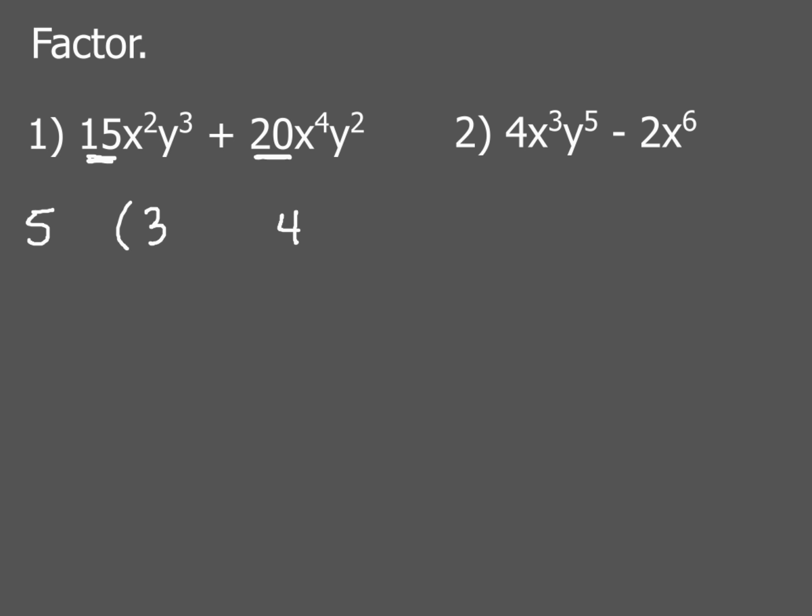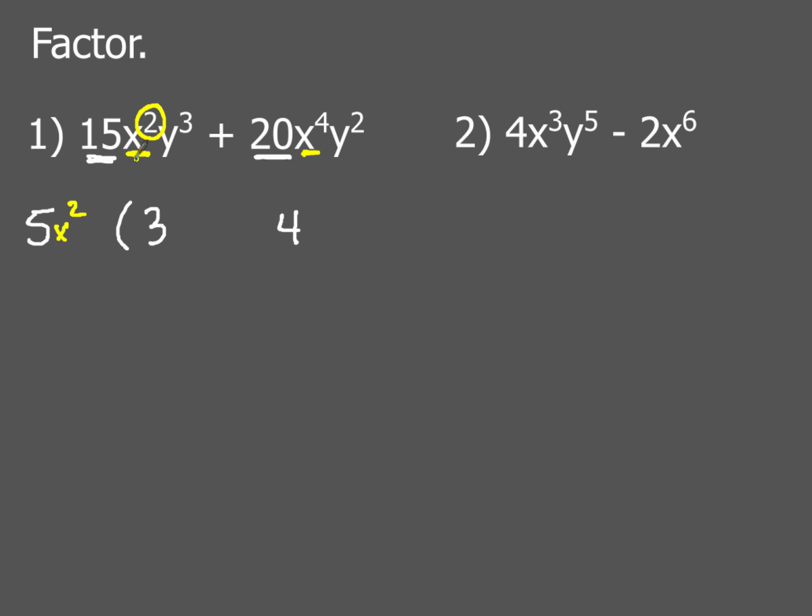Now when I take a look at my variables, here I've got an x squared and over here I've got an x fourth. Since I've got an x term in each one of these, I can go ahead and factor out again the lowest degree. The lowest degree is going to be x squared, so I'm going to factor out an x squared.